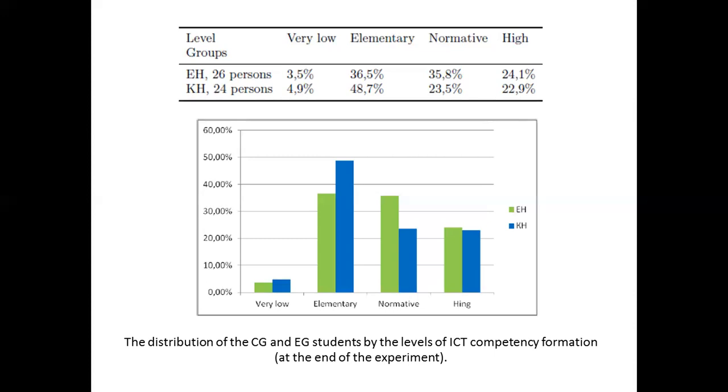Thus, at the end of the experiment, there was an increase in the normative level of the ICT competency formation in EG by almost 16.8%, while with the CG students this level increased only by 3.3%. The number of course users having a high level of ICT competency in EG increased by 2.6%, whereas in CG, only by 1%. The analysis of the pedagogical literature suggests that the development of online courses in the learning process is at the height of its popularity.